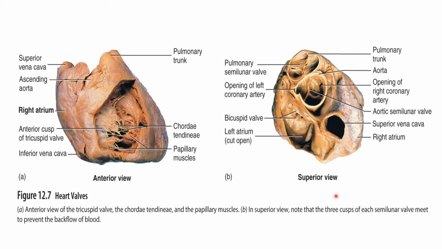And then on the superior view, you will see here your pulmonary trunk, your pulmonary semilunar valve, the opening of your coronary artery, this one. You also see here your opening of the right coronary artery, and then the aortic semilunar valve. You have the bicuspid valve, the left atrium, the superior vena cava, and then the right atrium.